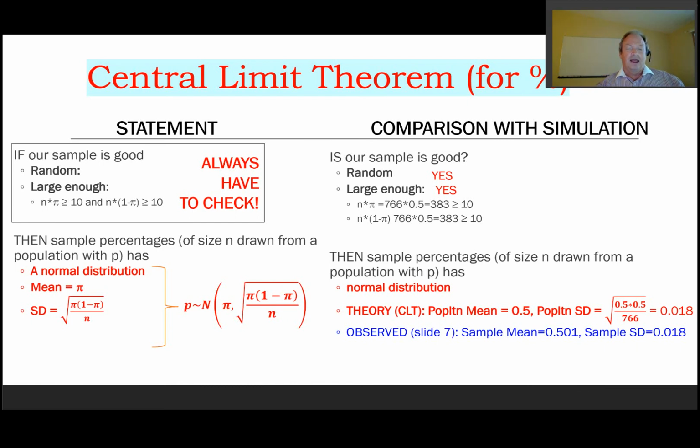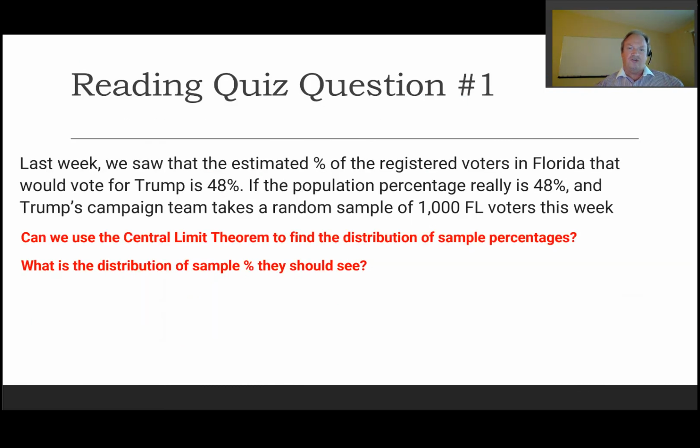So let's go to our first reading quiz question. You might remember that in the introductory video, we looked at that poll from CNN, and it said that 48% of the voters were going to vote for Trump in that sample. So let's suppose that the population percentage that are going to vote for Trump is really 48% in Florida. And suppose this week, the Trump campaign takes a random sample of 1,000 Florida voters. Can we use the central limit theorem to find the distribution of the sample percentages?